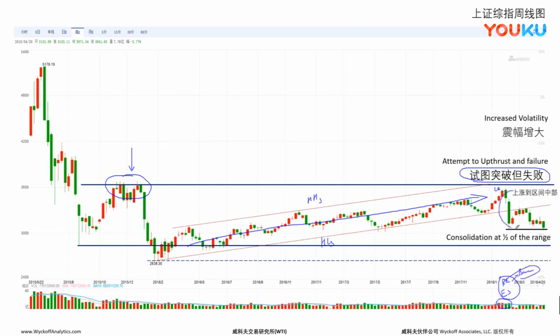And we want to look into this area right here that consolidates at the half of this whole range, about this period of time. And we want to look into this area on the daily just to figure out what exactly is happening there.